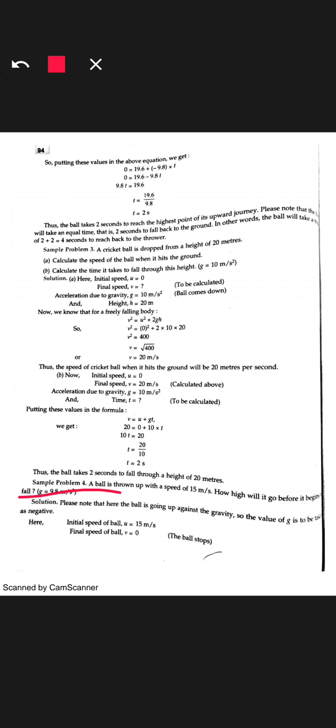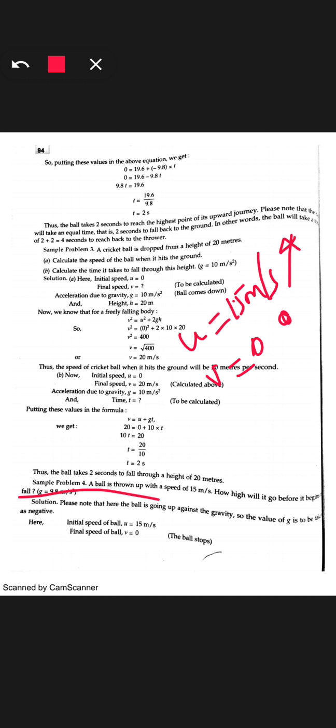And here you can see sample problem number 4: a ball is thrown up, that is, the ball is thrown in the upward direction, so g will be negative, because it is moving against gravity. Now, how high will it go before it begins to fall? That means we have to find the height, right? Since the body is moving upwards, velocity u will be there, but the final velocity will be 0.